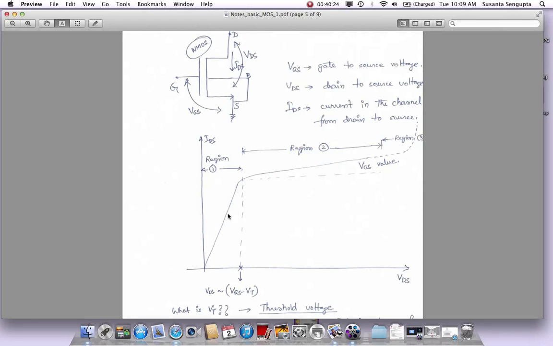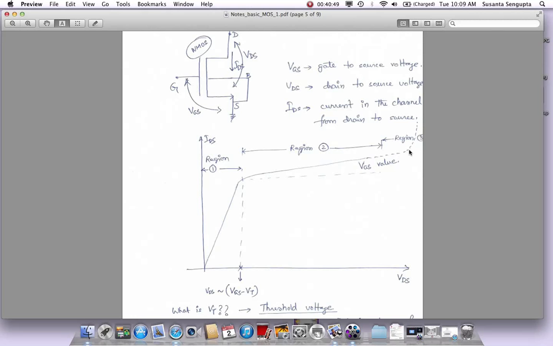We'll have a region which is called a linear region. I'm denoting it as region 1, which after a while, after a certain VDS value, will switch over and become more flat, tries to become more flat. This region is what we call region 2, or also called the saturation region. We'll look at each of these regions in more detail. So we have a linear region, we have a saturation region when the drain voltage is increased significantly higher.